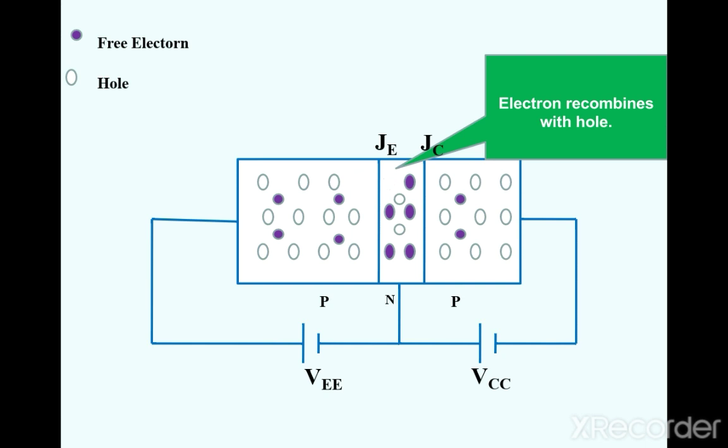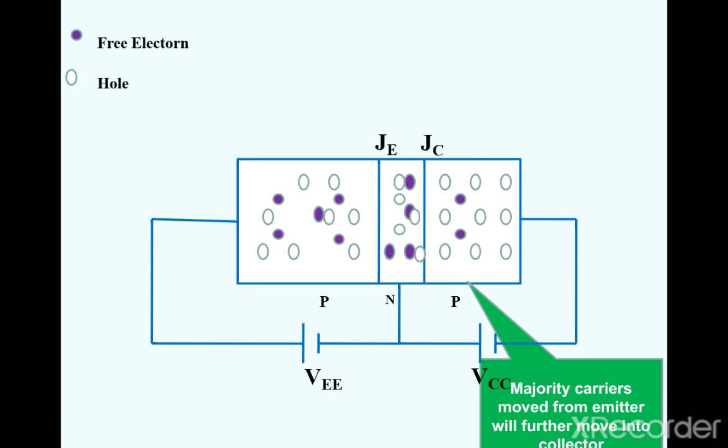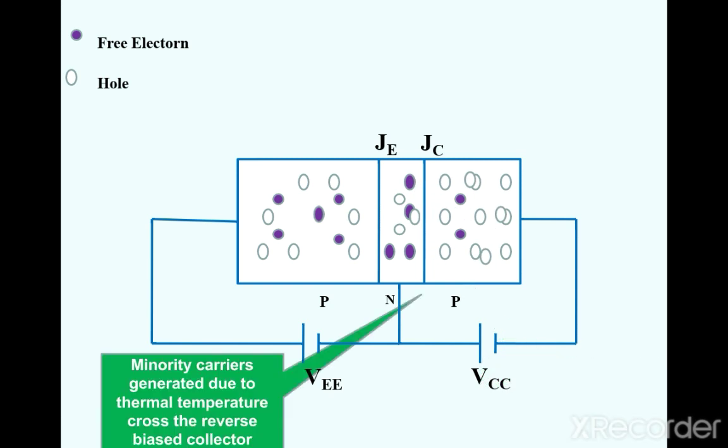See in the animation, like this, they are moving. Majority carriers cross the emitter junction and become minority carriers in the base, like this. Majority carriers moved from the emitter will further move into the collector. Minority carriers generated due to thermal temperature cross the reverse biased collector.